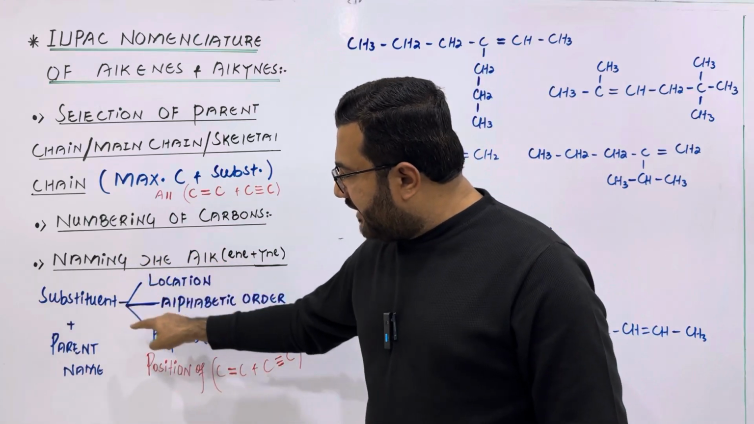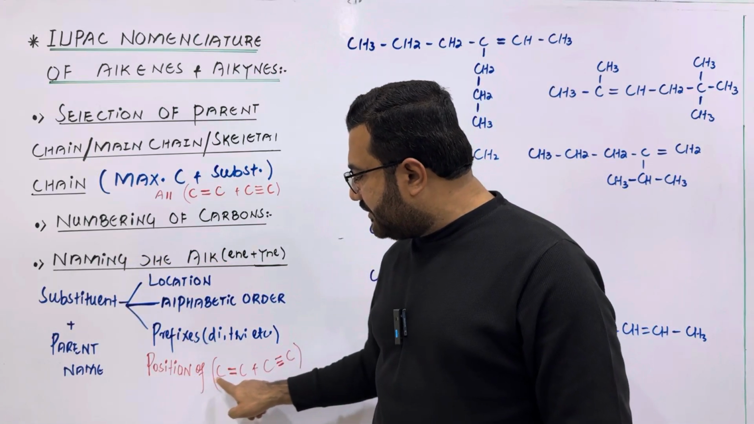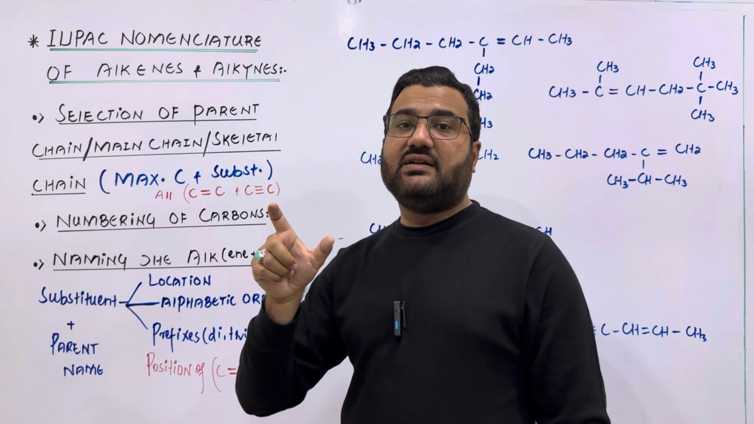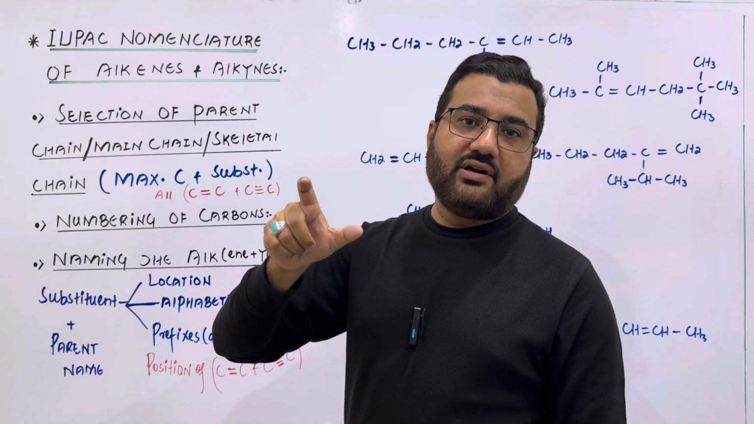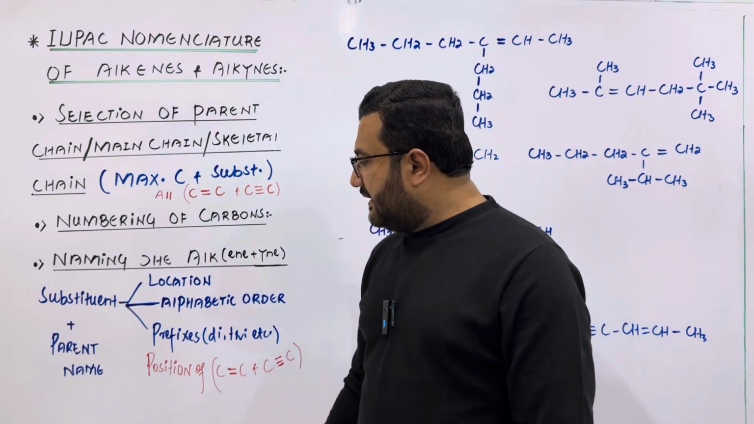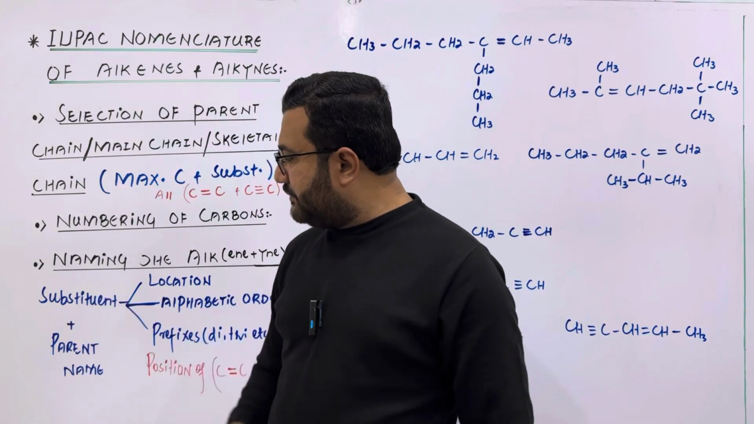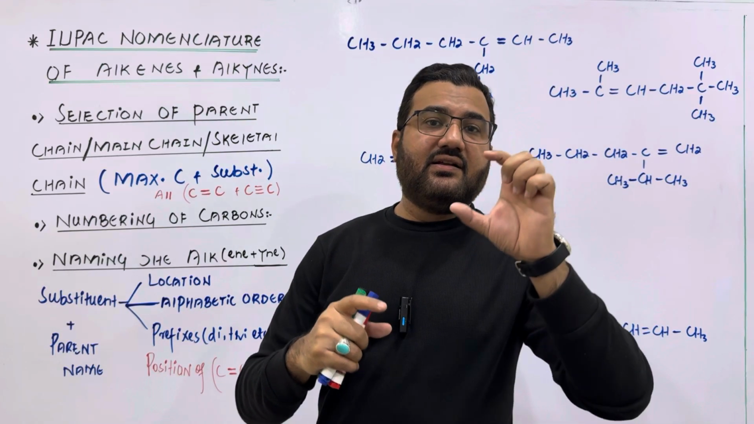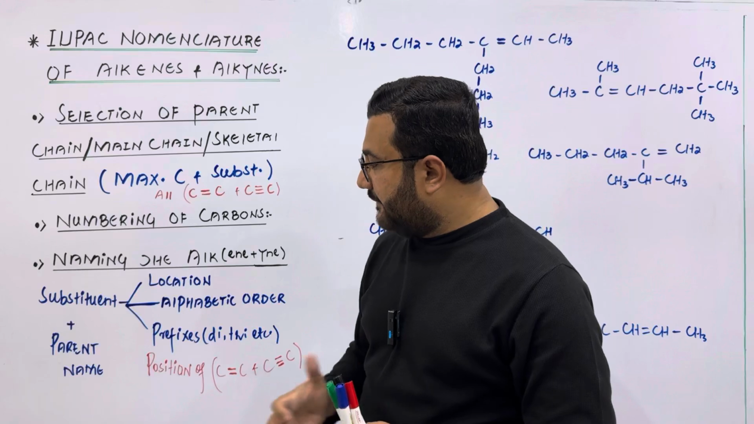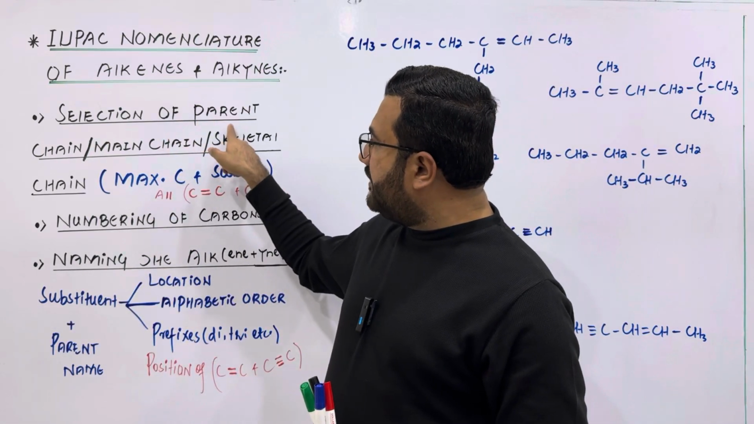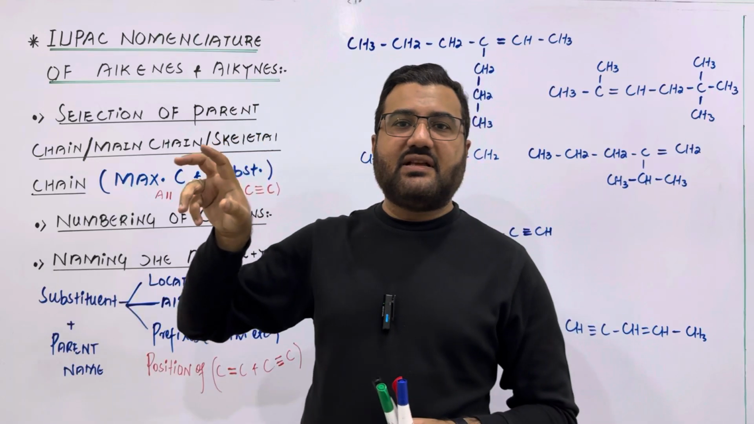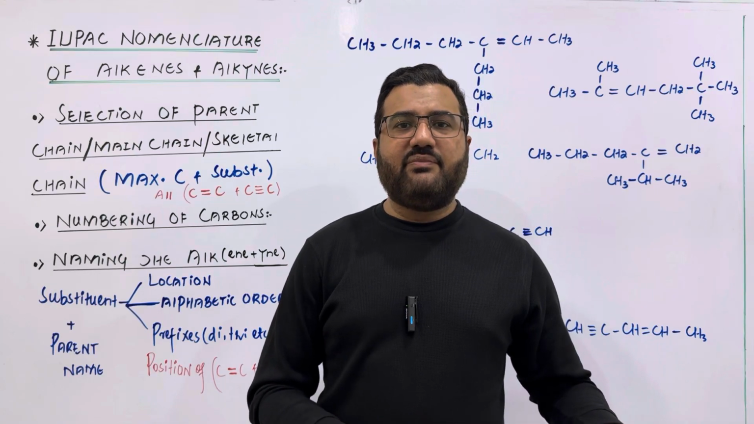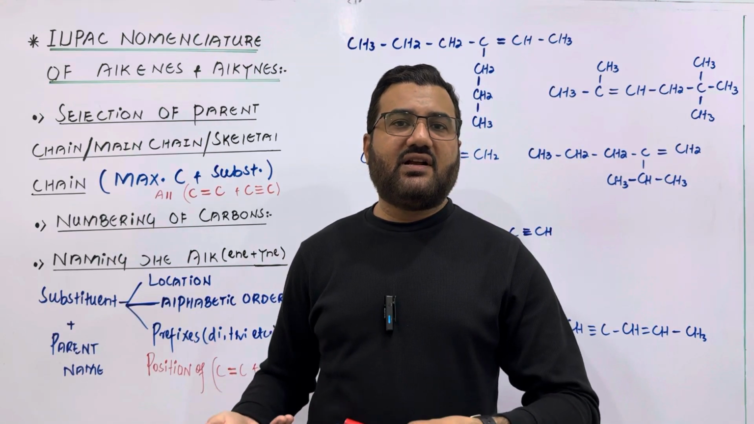And then after naming the substituents, you will mention the position of the carbon-carbon double bond or carbon-carbon triple bond by using the number of the first carbon atom of the double or triple bond as the prefix. And then after that, you will give the parent name to that alkene which will end in -ene, and in case of alkyne, the parent name will end in -yne. And this parent name is derived from the parent chain, because the number of carbon atoms in the parent chain decides the parent name of the alkene or alkyne. If there are 6 carbons, that will be hexene or hexyne. If there are 7 carbons, heptene.